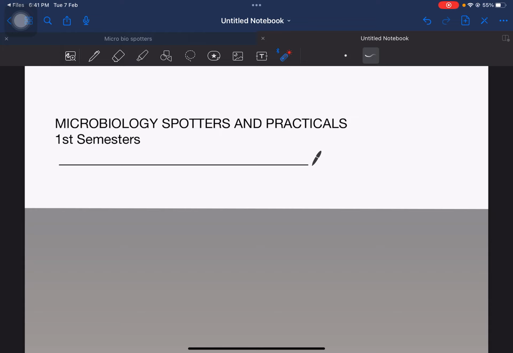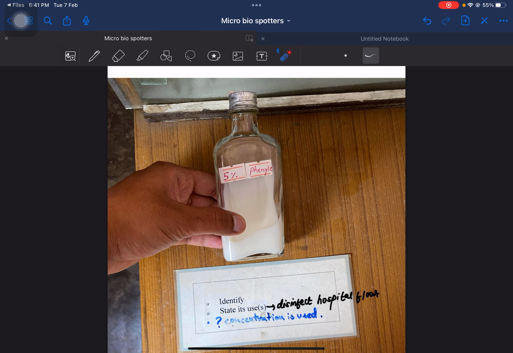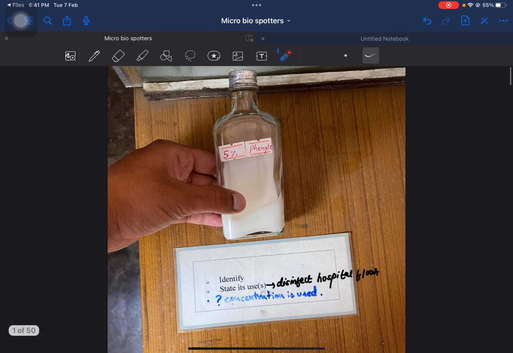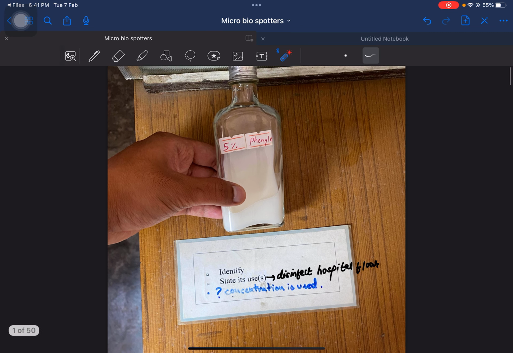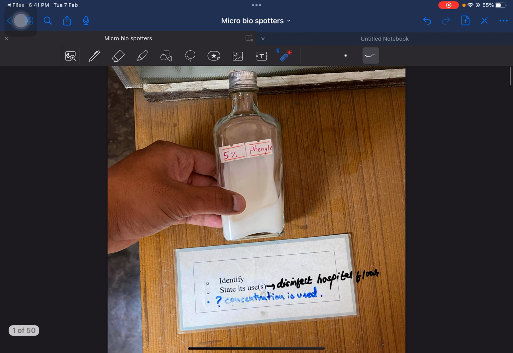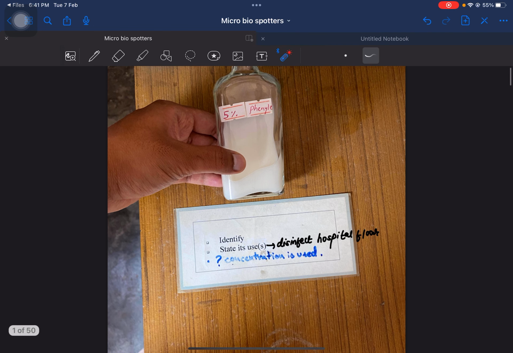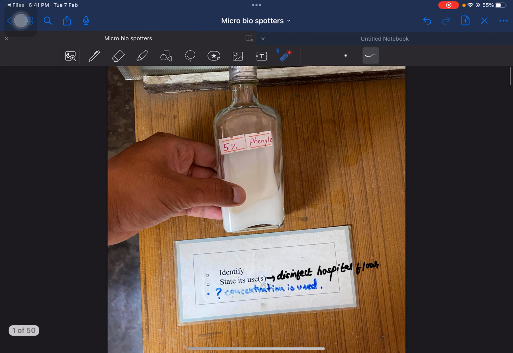Okay, so we'll be talking about the microbiology spotters and practicals of the first semester. Getting into the microbiology spotters, these are the slides. These are quite important. Everything is important because these things can be placed randomly to any of the groups. So please, the answers are also given, and take care of it.